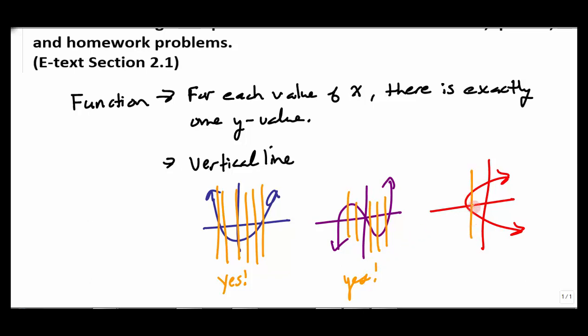Now here's where I have trouble. For this value of x, I have a value of y that's positive and one that's negative. So right away, this does not pass the vertical line test because it hits more than one point. So this one is not a function.